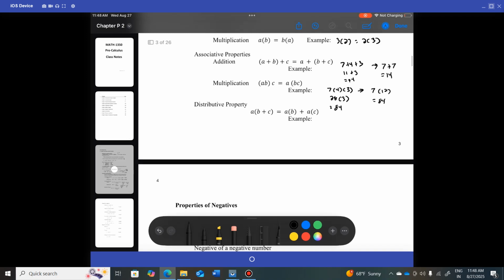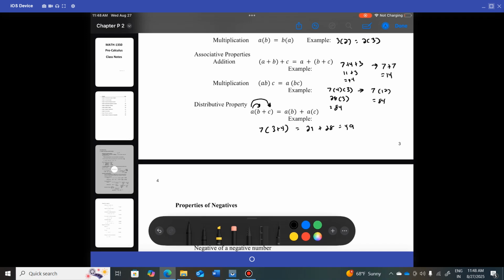And then there's a distributive property. If a is on the outside, it's multiplying a sum of b plus c. We have to distribute this a to both b and to c. So 7 times 3 plus 4. If we do the math there, we get 7 times 7, which is 49. But we have to distribute it to break it apart. So 7 times 3 is 21. 7 times 4 is 28. And so you get 49 as well.